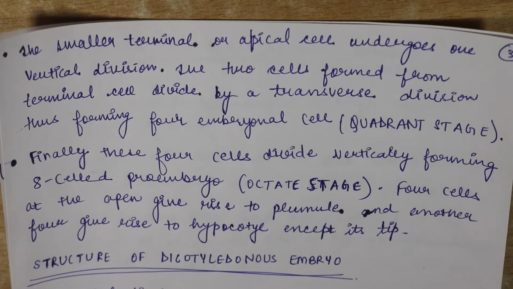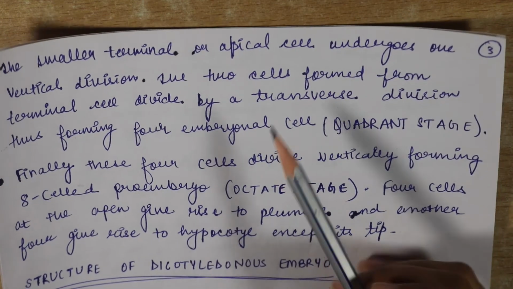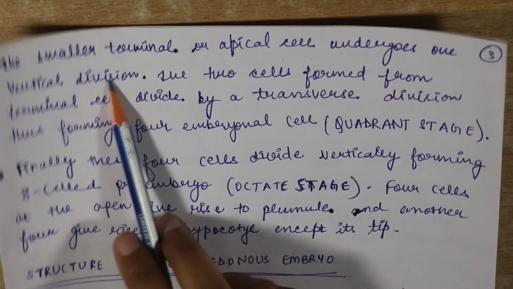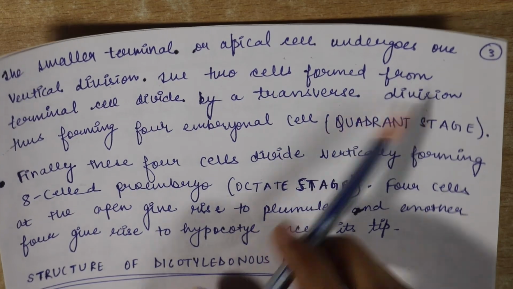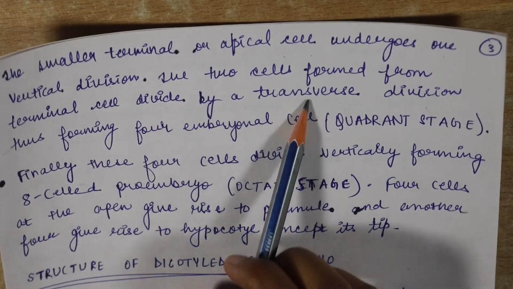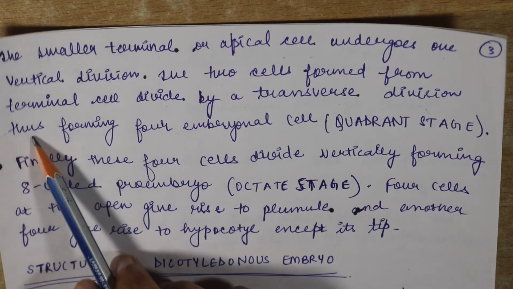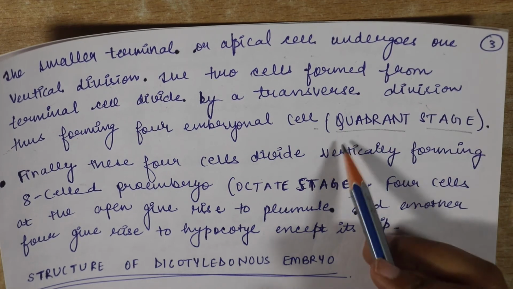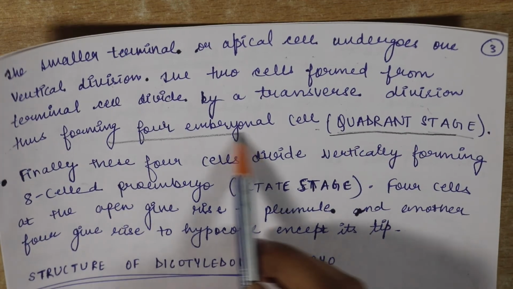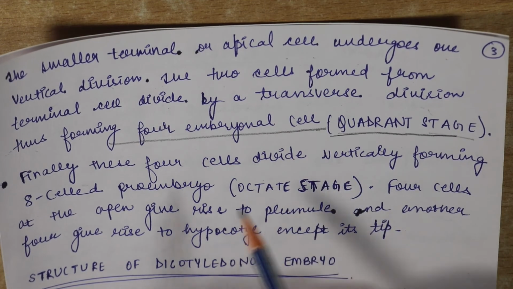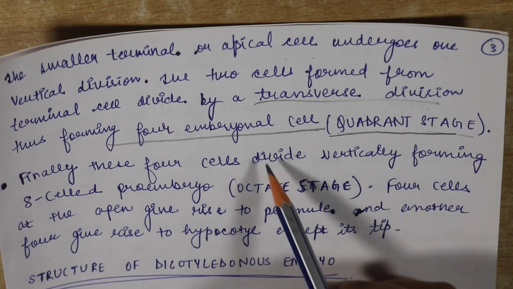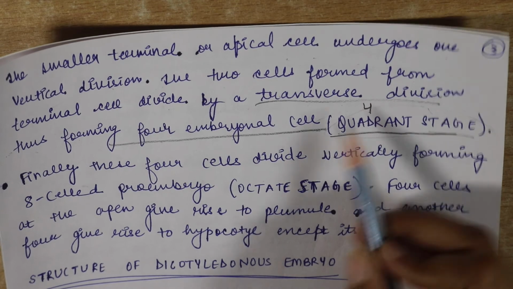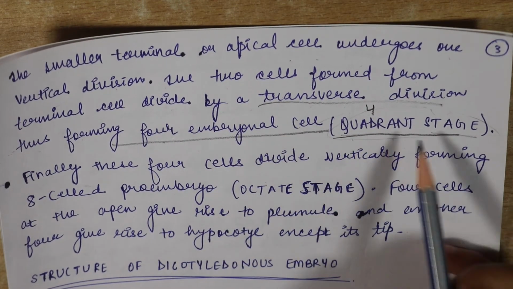Then the next point is the smaller terminal or apical cell undergoes one vertical division. The two cells formed from the terminal cell divide by a transverse division, thus forming 4 embryonal cells. Quadrant stage: when the 4 embryonal cells form due to a transverse division, it is known as the quadrant stage. Quadrant means 4, so the 4 embryonal cell stage is also known as the quadrant stage.